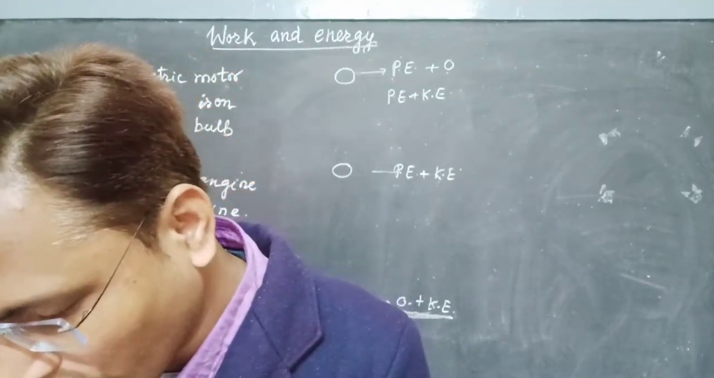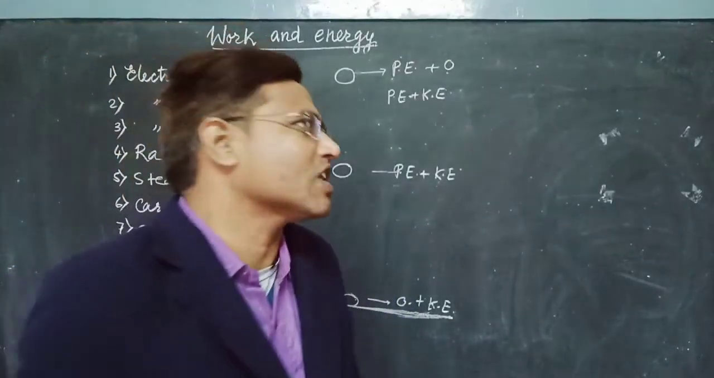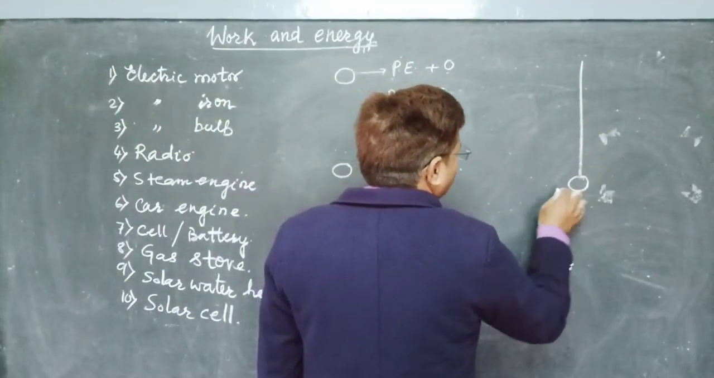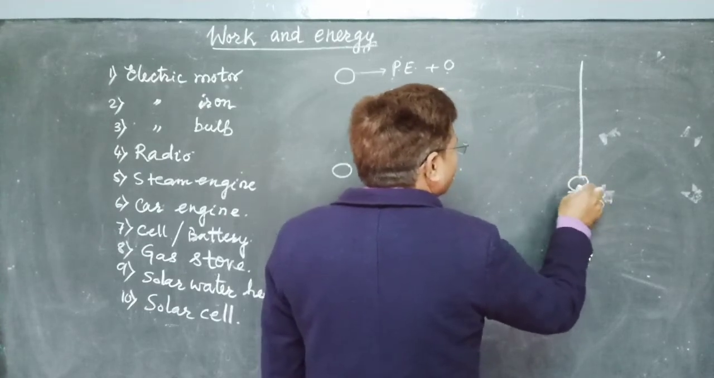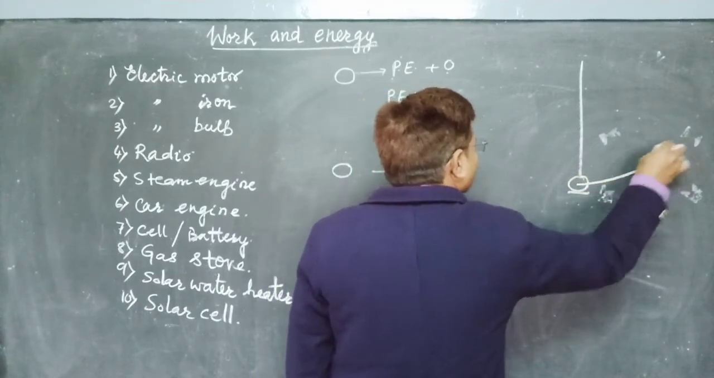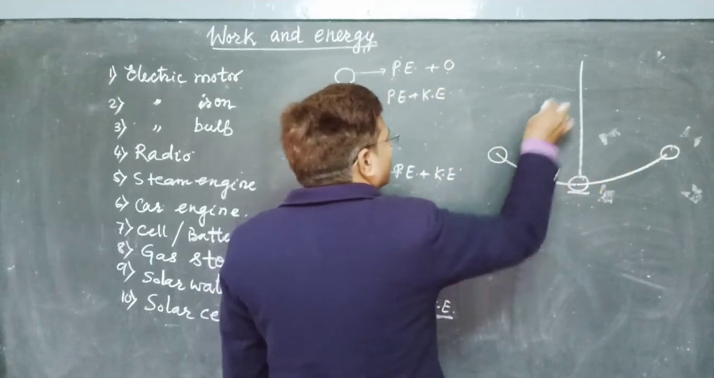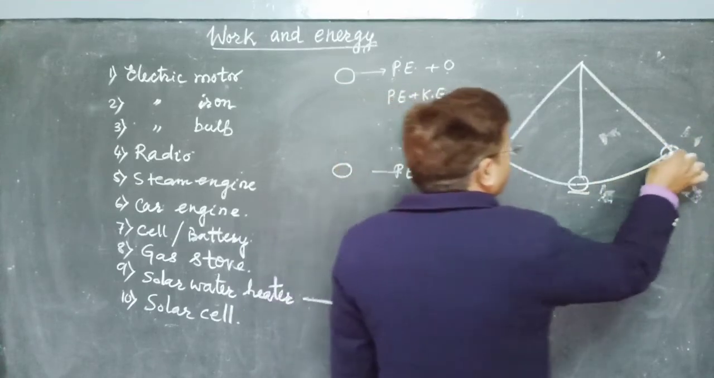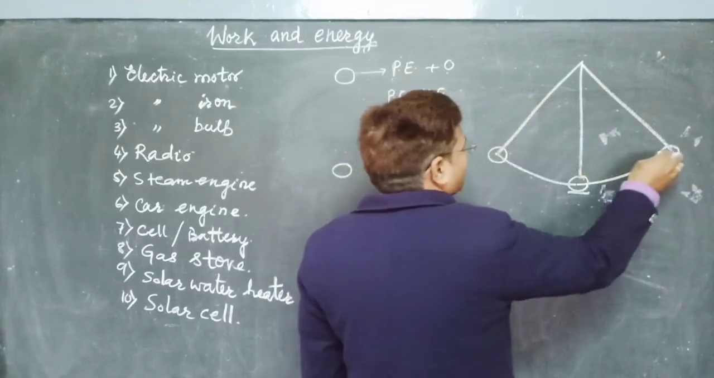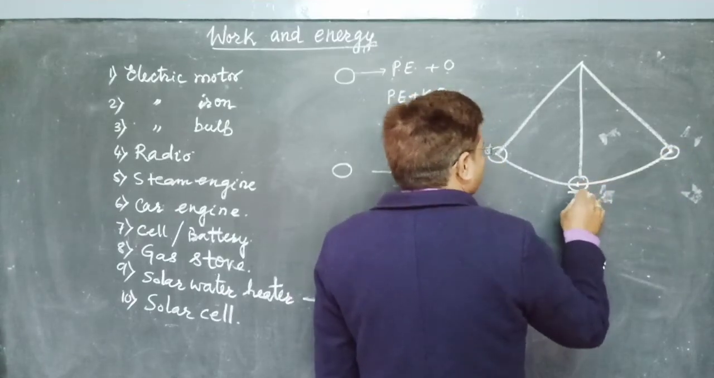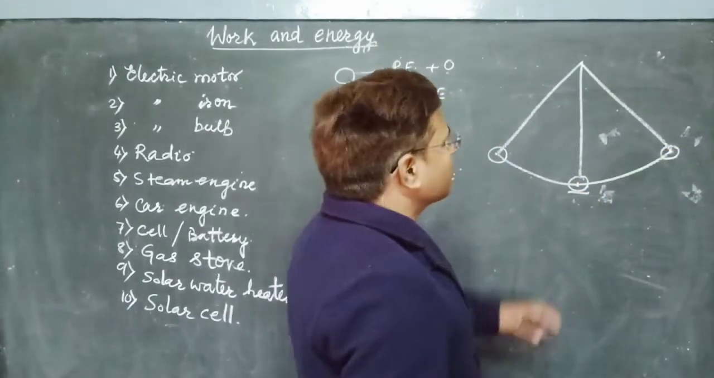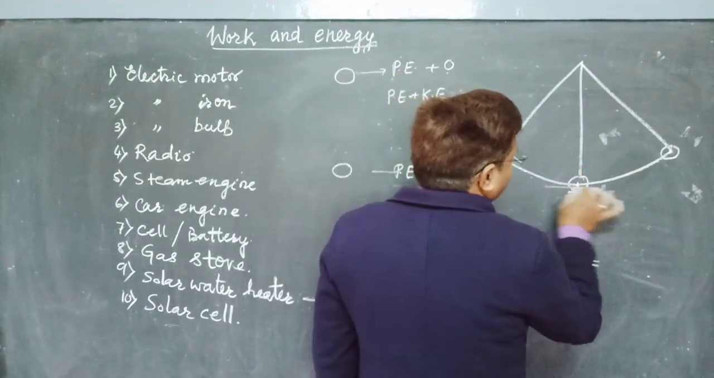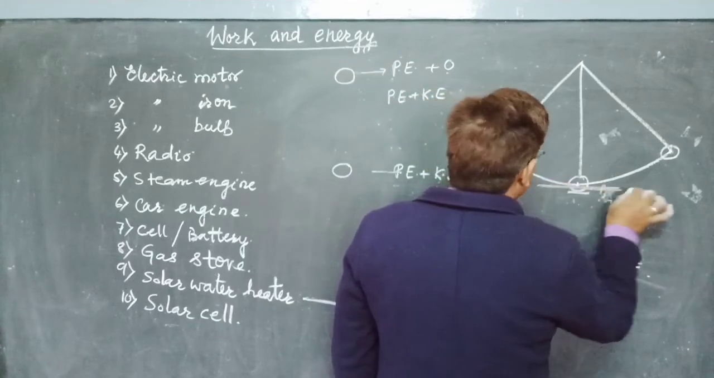Next we have conservation of energy in a simple pendulum. Suppose we have a simple pendulum. Here we take this level, this is the circle. When the pendulum goes, it will go to this place on this side and to this place on the other side. These are the extreme positions of this pendulum, and this one in the middle we can say is the mean position. Suppose I take this level as the middle point, the mean point.